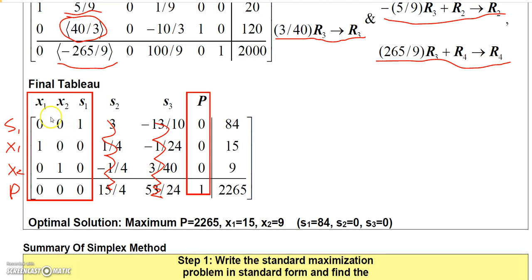So now we can read the answer. Row 1 tells me that S1 is 84. Row 2 tells me that X1 is 15. Row 3 tells me that X2 is 9. And row 4 tells me that P is 2265. So putting all that together, I get the maximum is P equals 2265 at X1 equals 15 and X2 equals 9. And then as far as the slack variables go, we actually got a value for S1 this time to be 84, and then S2 and S3 were 0 because they were non-basic variables.